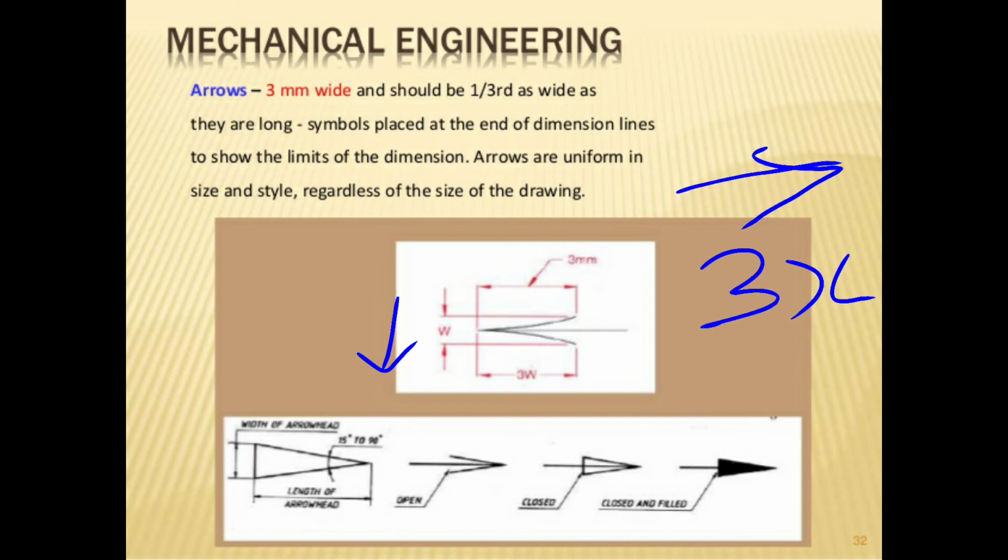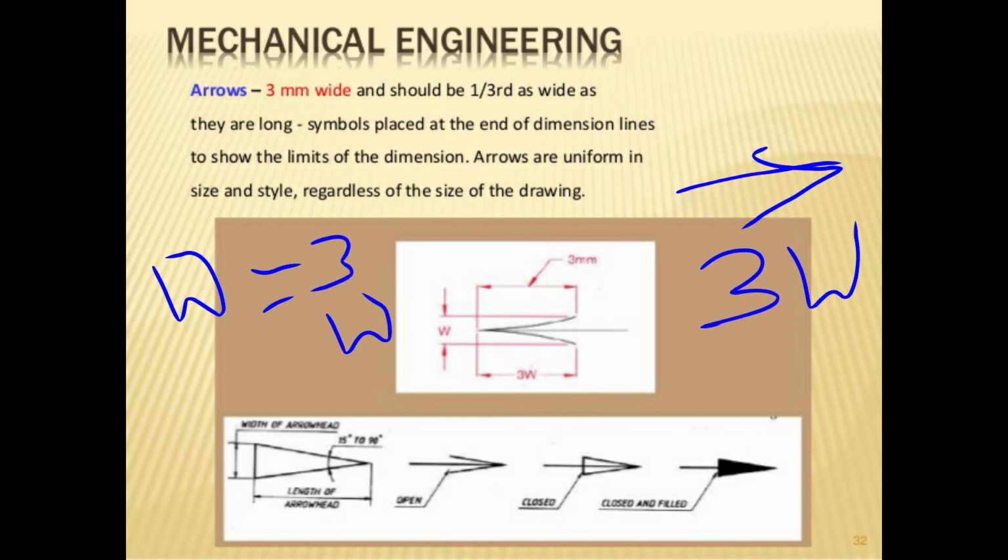sorry, if this is 3w or it is w, then the width of the arrow is equal to thrice of the length. If w is the width, then the length will be thrice the dimension of the width. This is the arrowhead, and these are the types we can show: open, closed, or closed and filled. These are the three correct types of showing the arrowheads.